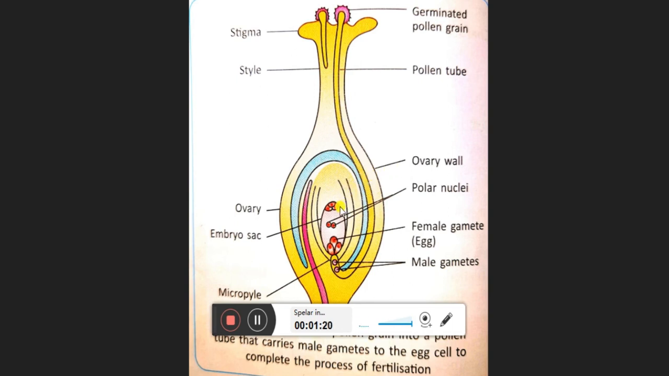So the first step is that the pollen grains start germinating and forming the pollen tube. With the help of this pollen tube, the male gamete starts reaching here, and then it enters the ovary and reaches the ovule. On reaching the ovule, the pollen tube releases the male gamete inside, and the male gamete fuses with the female gamete, the egg in the ovule, and on fusion they form the zygote. Then the fertilization is over.